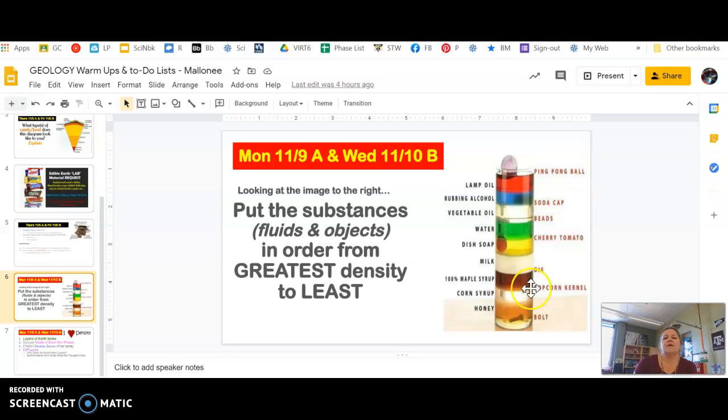So make sure that you understand the densest things go to the bottom, the least dense things go on the top, and how this is going to incorporate into Earth's layers.